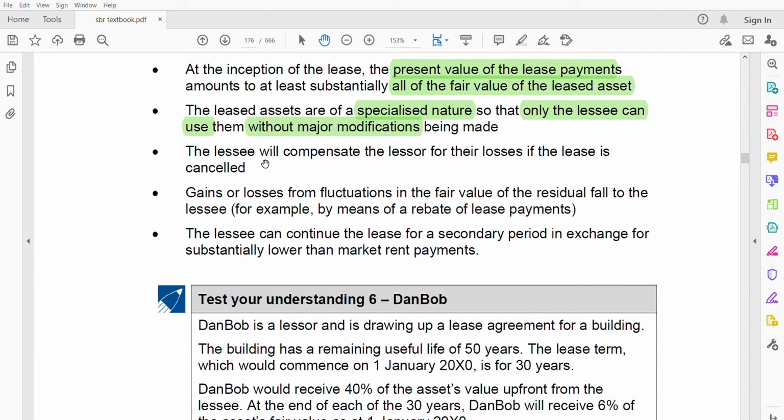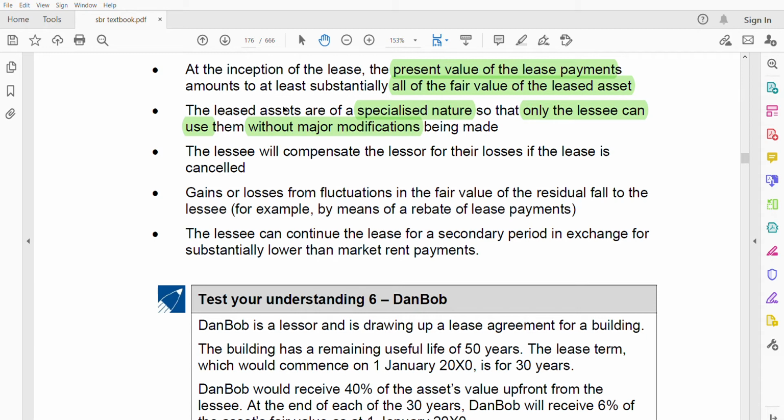Definitely both parties will lose. One will lose on the asset, the other one will lose on the consideration amount he is going to receive. But who is going to lose more? It is the lessor, because the lessor is not going to get that payment, that consideration amount. So because of that, if the lease is cancelled, the lessee has to compensate the lessor for that loss. Ultimately the lessee is the one who is bearing the risk.